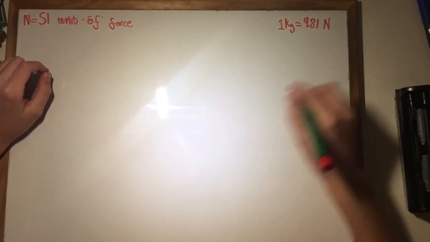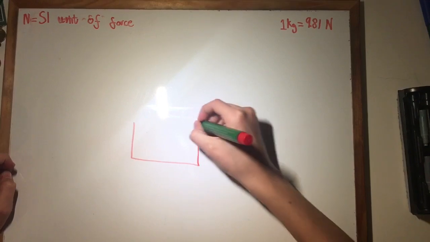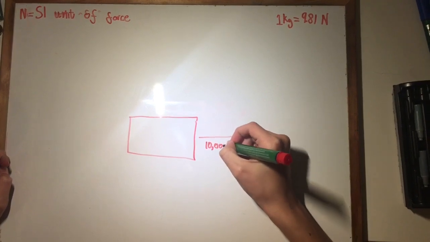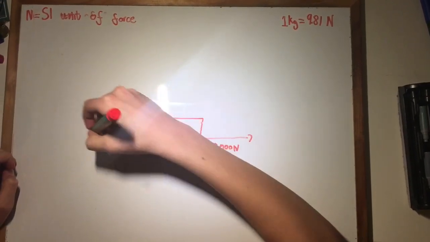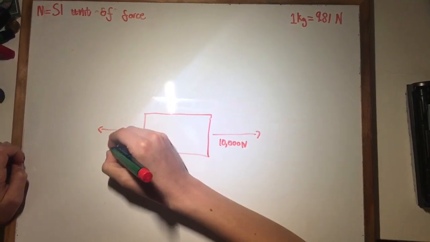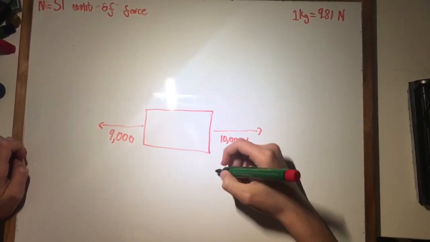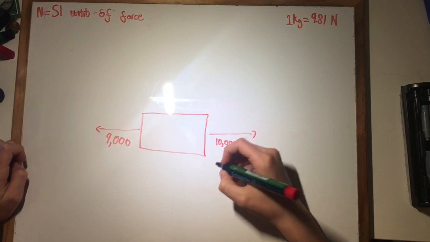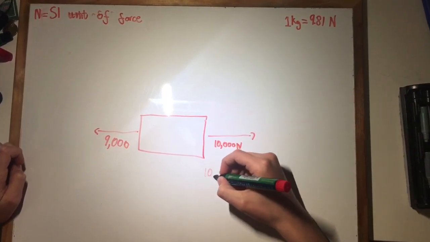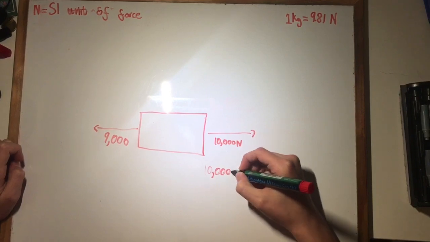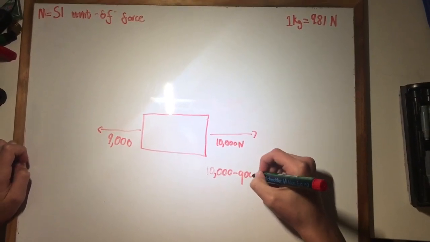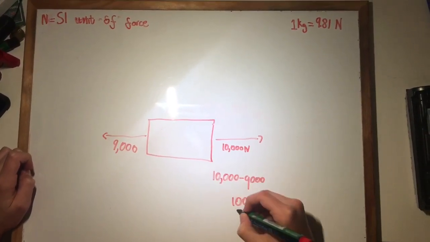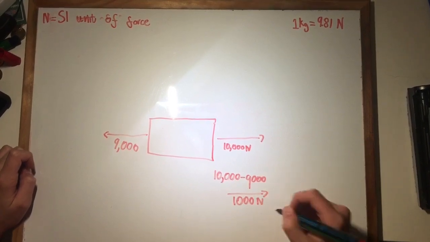For example, if there are two opposite forces, one with 10,000 newtons and the other with 9,000 newtons, then you would just subtract 9,000 from the 10,000, and this would equal 1,000 newtons in this direction.